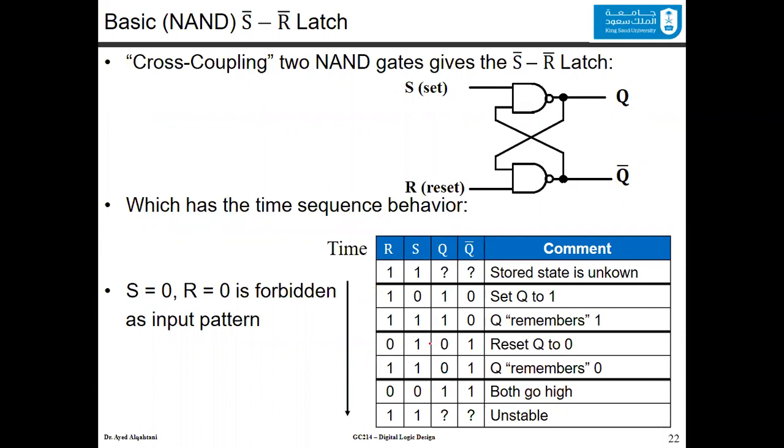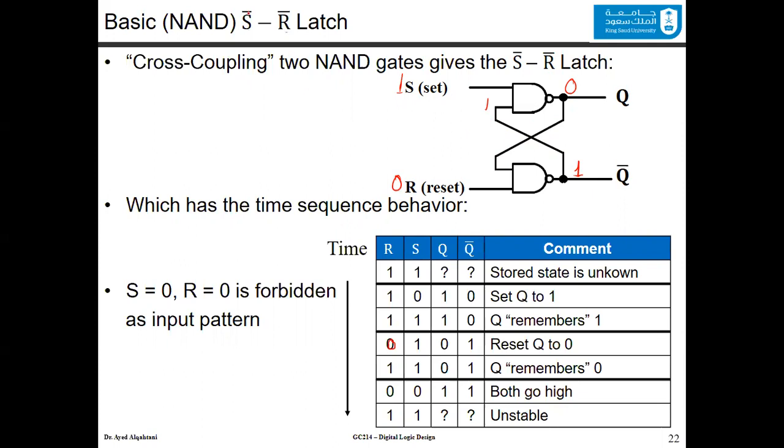Now, let's try to reset it. To reset it, you make R equal to 0. If R is equal to 0, the value of Q bar would be equal to 1, which means that this value will go here, and you have S equal to 1. 1 and 1, you will have a 0 after the NAND, and you will have this behavior. You notice that Q now is 0.